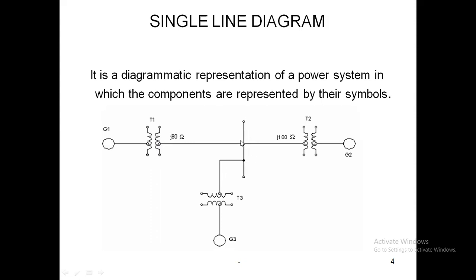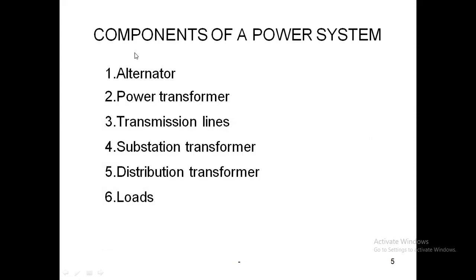The vertical lines represent the bus, from where the power is accumulated and also distributed in different directions. This is the single line diagram by which we will be analyzing the complete power system. These are the components we have already discussed. In a general power system, we have the alternator, power transformer, transmission lines, station transformer, distribution transformer, and the loads. These are the general components of a power system.